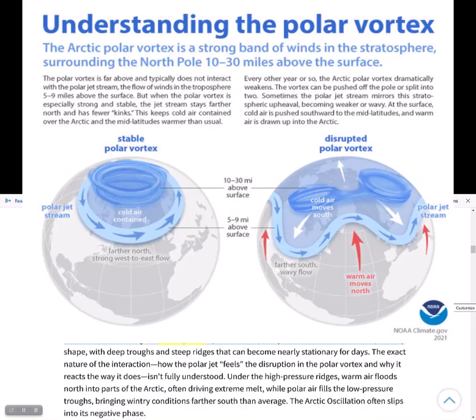In the weeks following the stratospheric upheaval, the polar jet stream will often develop a wavy shape, with deep troughs and steep ridges that can become nearly stationary for days. The exact nature of the interaction, how the polar jet feels the disruption in the polar vortex and why it reacts the way it does, isn't fully understood. Under the high-pressure ridges, warm air floods north into parts of the Arctic, often driving extreme melt, while polar air fills the low-pressure troughs, bringing wintry conditions farther south than average. The Arctic oscillation often slips into its negative phase.